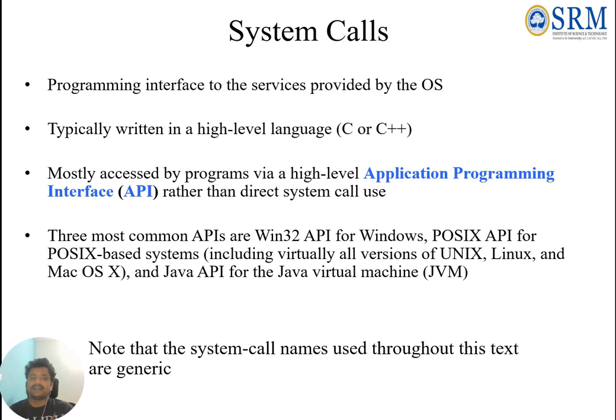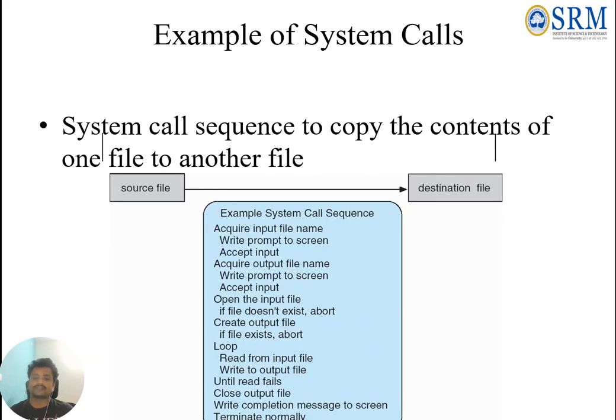We need a system call in a high level language like C or C++. Mostly we will be using high level application programming interfaces rather than using a system call directly. There are n number of APIs, application programming interfaces, with Windows, Mac and every other. So we have system call names through which we can write this generically, in order to use the high level language to connect the interface with the services offered by the OS.